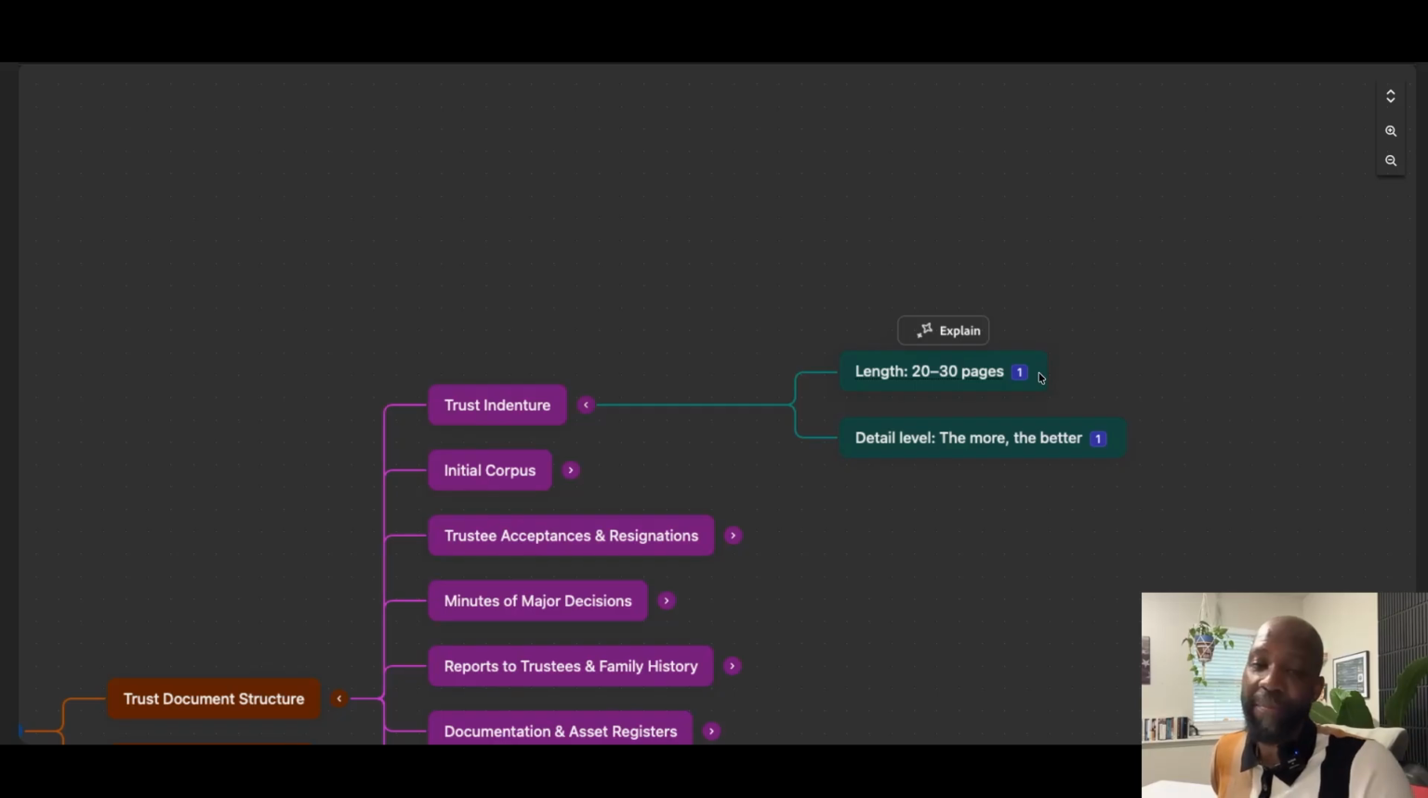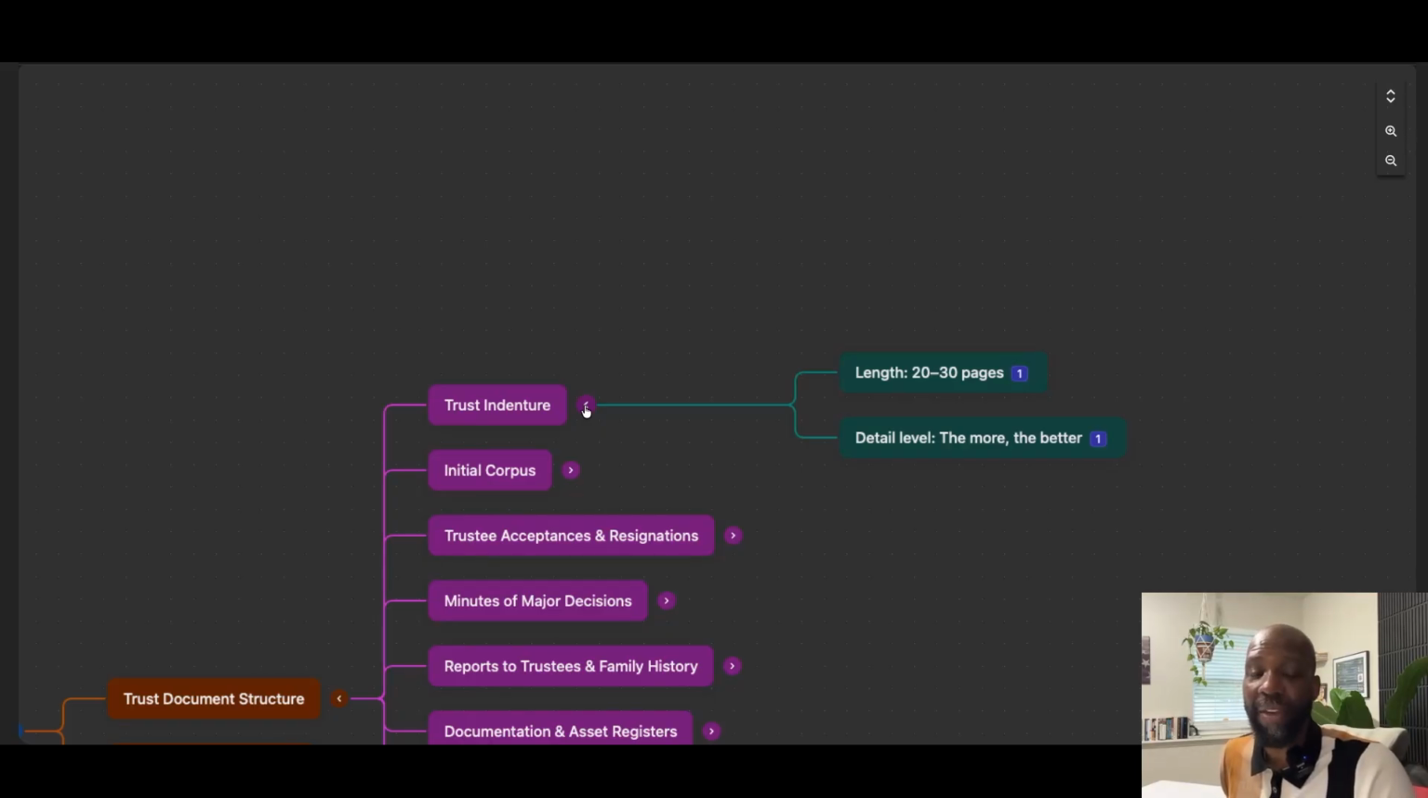But just know, at minimum 20 to 30 pages, depending on what kind of trust it is. If it's a holding trust, it may not need that much instructions and stuff like that. But if it's a management trust or something like that, you're gonna need a lot of information. The more details, the better. Remember, this is in your trust book. I'm gonna give you a quick example of what a completed trust indenture or what a completed trust book table of contents looks like somewhere in this video. So just stay tuned. Keep watching me here.